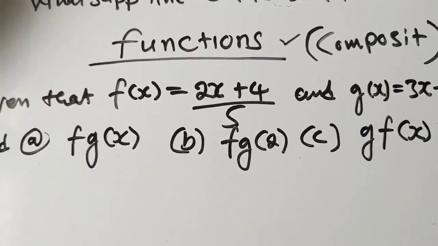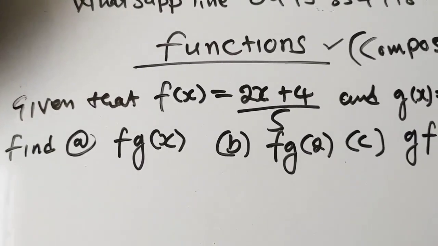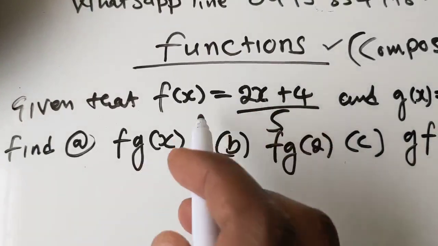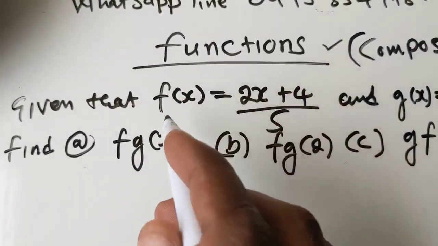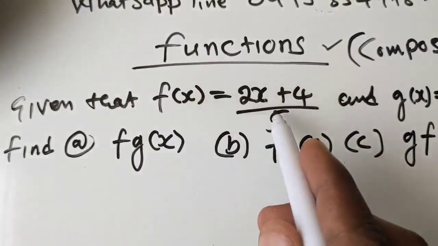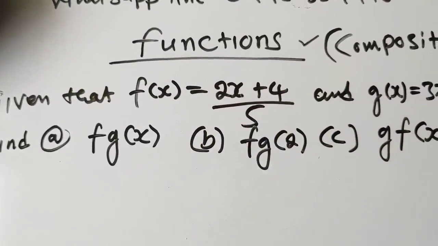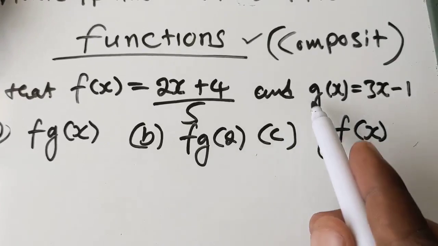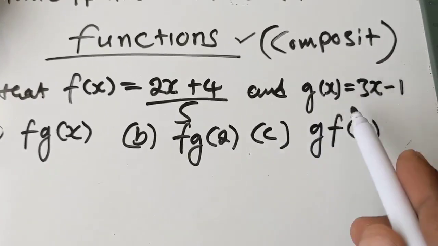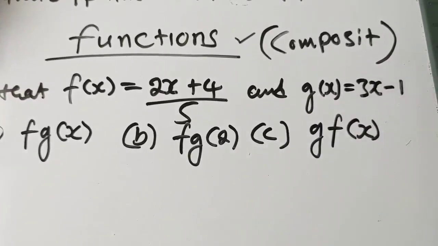So it is saying that given that f of x, this is f of x. This is the function f of x, and this is also a function g of x. The function g of x is like that.